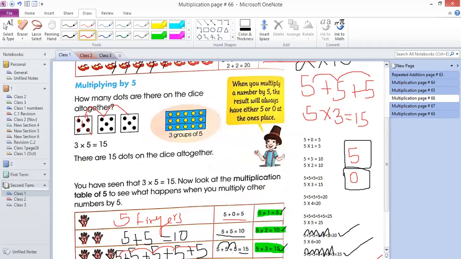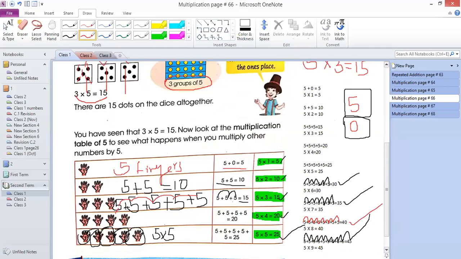Now check the table of 5. There are 3 dice. On each dice there are 5 dots. If I ask you how many total dots are there, you will say, sir, 5 dots on dice 1, 5 dots on dice 2, and 5 dots on dice 3. So 5 plus 5 plus 5. So total dots are 15. Or simply you can say there are 3 groups of 5. So 3 groups of 5 mean 3 multiplied by 5, and 3 multiplied by 5 is 15. So there are 15 dots on the dice altogether.